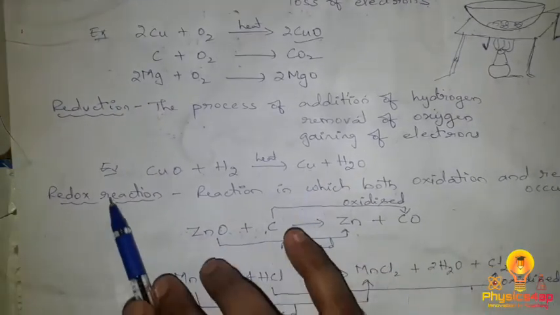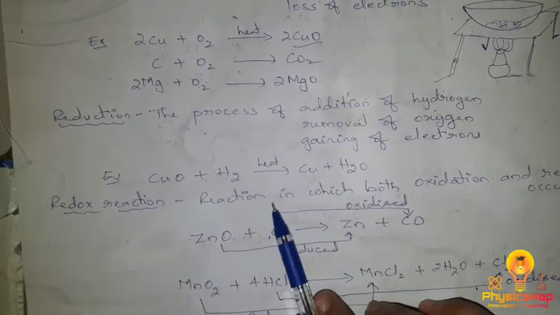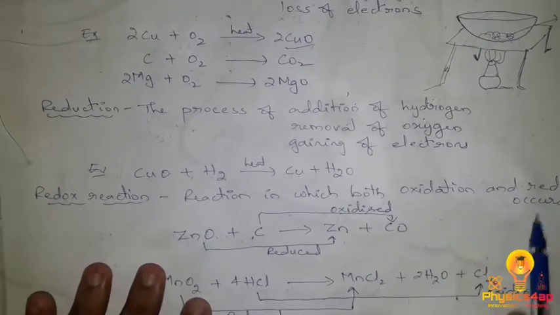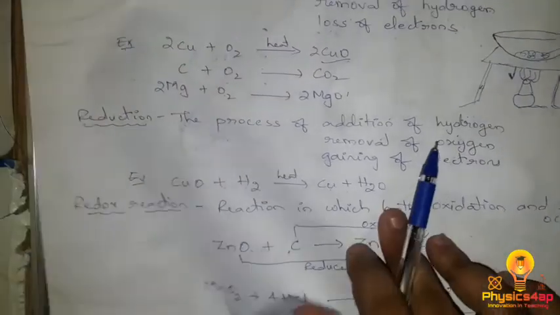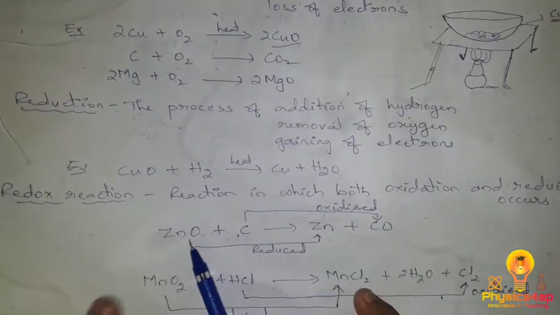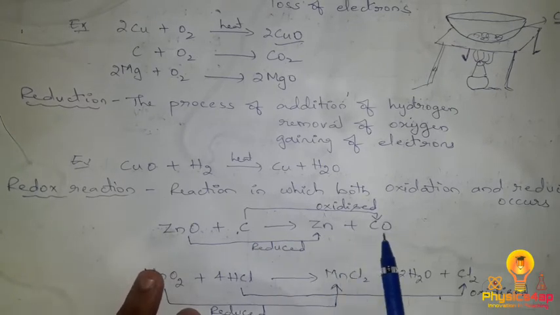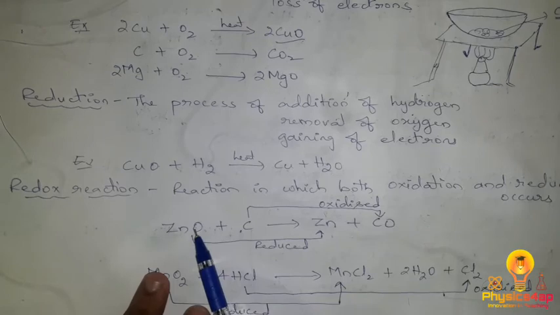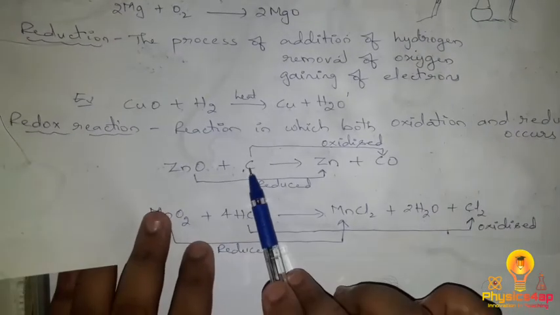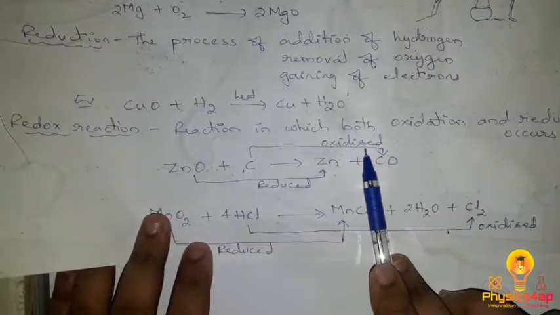And here we have the redox reaction. Redox means we have reduction and oxidation both. It is the reaction in which we have both oxidation as well as reduction. So let's take an example. Zinc oxide reacts with carbon, we get zinc plus carbon monoxide. Here zinc oxide has been converted to zinc, which is called reduced, and the carbon has been converted to carbon monoxide, which we call oxidized.